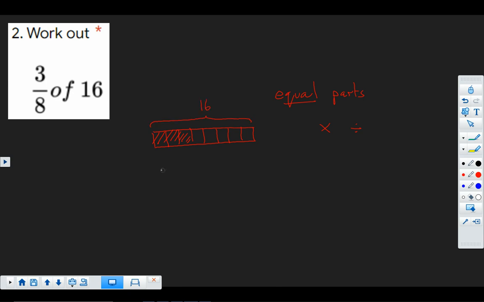My whole bar is 16. And what I'm asked for is what do these 3 amount to? So my first step with these 8 parts is to divide 16 by 8. I split my bar into 8 pieces. So 16 divided by 8 is 2. And that's telling me that every single one of these parts here is 2 because they are equal parts. I now have 3 of those. So 3 times 2 is 6. So in fact, I used both division and multiplication, and my answer is 6.